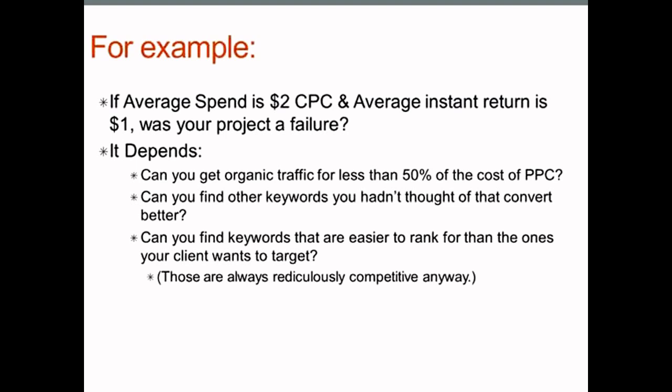So the question is, if you do lose 50 cents on the dollar, is that a green light for you? Could you get organic traffic and have that average cost less than 50% of what it's costing you on pay-per-click? If so, then sure, you can go ahead with your SEO efforts. If not, well, then good thing you found this out early, because you would have wasted a lot of time and money on a keyword that isn't profitable. The more important thing is, can you find other keywords that you didn't think of? And that's where that keyword permutation tool comes into play. That's where looking at your analytics comes into play.